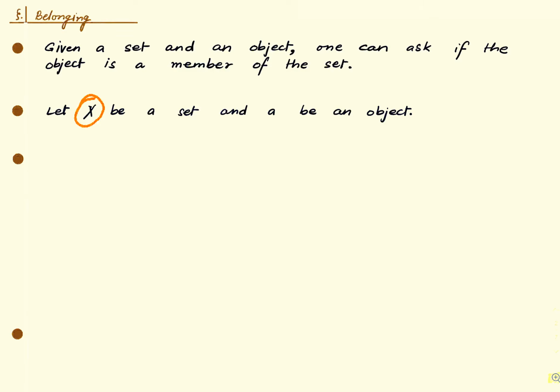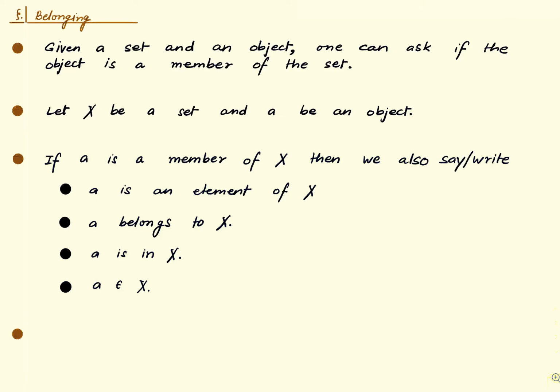Suppose X is some set. For example, you can take this set 1, 2, 3, and A be some object. Now A could be anything. A could be a number, or a letter, a fruit, a planet, just anything, any well-defined object. And now one can ask if A is a member of X, right? And if it is a member of X, then we say A is an element of X, or we say A belongs to X, or we say A is in X.